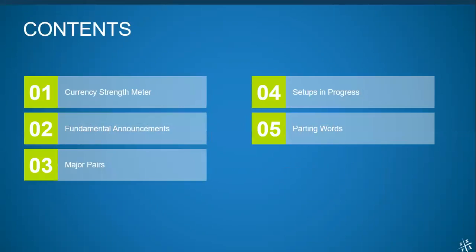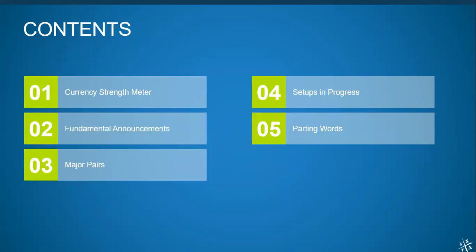Our usual agenda will remain the same, I should say. We'll take a look at the currency strength meter, the fundamental announcements for the week to come. I'll look at the charts for the major pairs, any insight on setups that are possibly in progress, and a little bit of parting words there at the end.